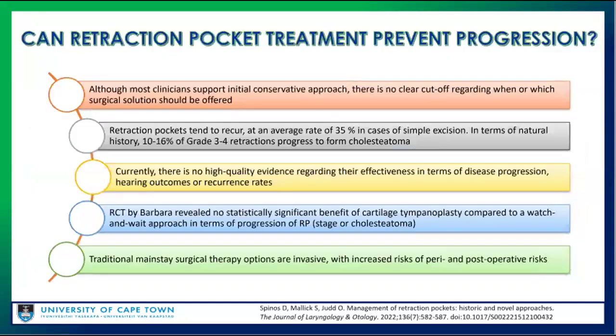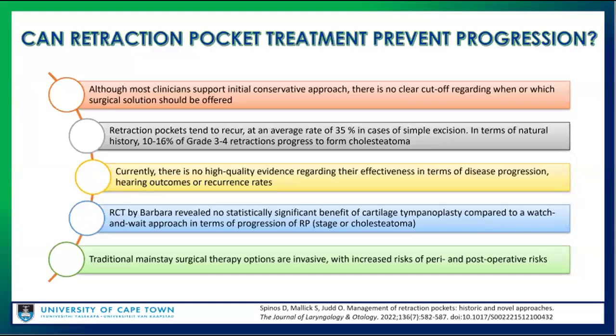Therefore, the main question we ask ourselves is, can retraction pocket treatment prevent progression? Although most clinicians support an initial conservative approach, there's no clear cutoff regarding when and which surgical solution should be offered. Retraction pockets tend to recur at an average rate of 35% in cases of simple excision. In terms of the natural history, 10 to 16% of grade 3 and 4 retractions progress to form cholesteatoma.